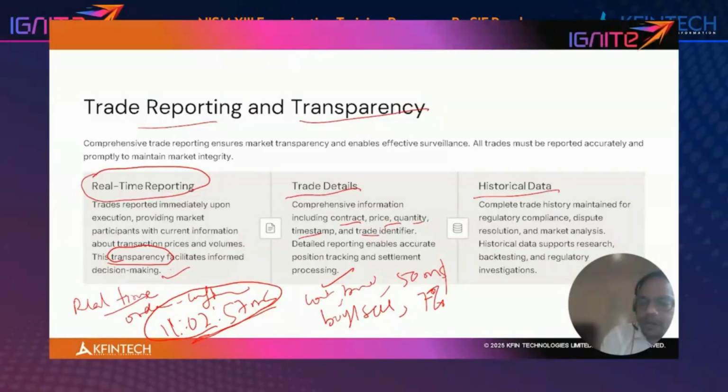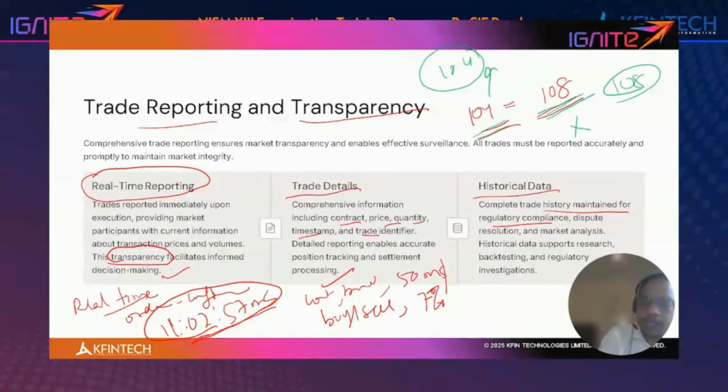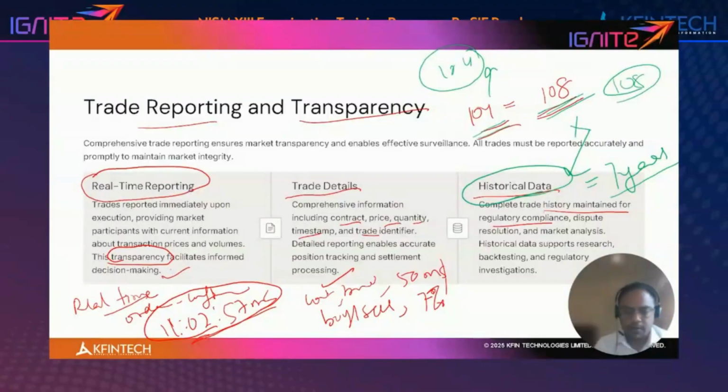Historical data: complete trade history is maintained for regulatory compliance. Why? Because say suppose I purchased at 104 and I got the contract note at 108. I can go to the broker and file a case against him saying that I placed the order at 104. I have a proof of my placement at 104, but you have executed at 108. If the broker is not maintaining the historical data, he might not be able to defend himself. So that is why they have to maintain historical data. In certain regions, 7 years of data is expected to be kept mandatorily, so that at any point of time there is a dispute, the historical data can be used.